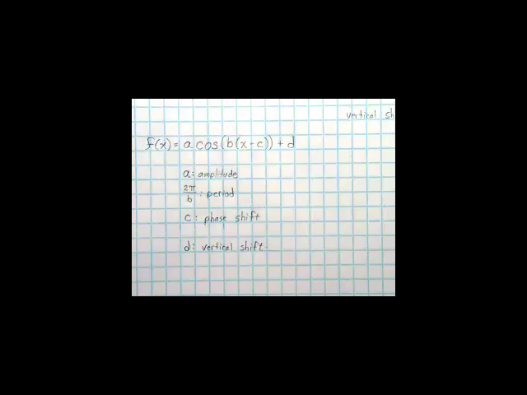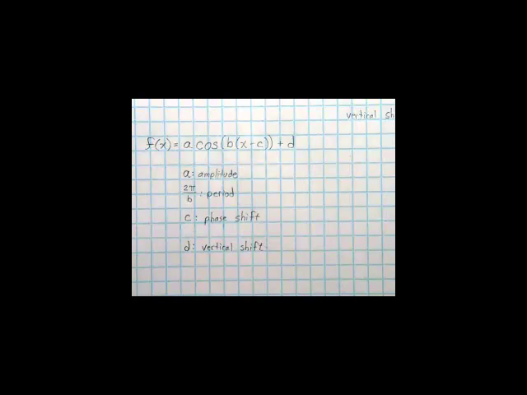Alright, so let's talk a minute about this little period thing here. Why is it 2 pi over b that is the period and not just b? Well, a regular cosine that has nothing done to it, f of x equals cosine x, what's the period of that? Yeah, 2 pi, right? A regular sine or cosine with nothing done to them at all, their period is 2 pi.